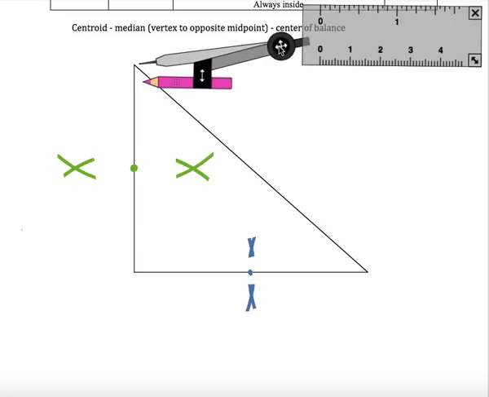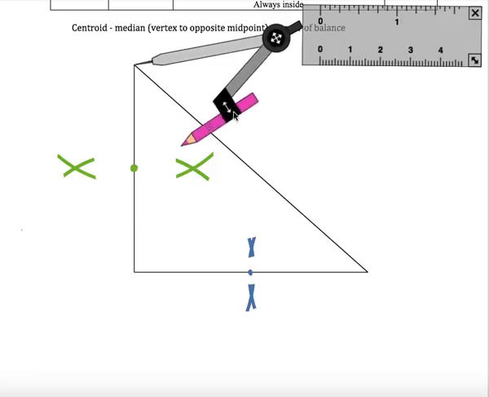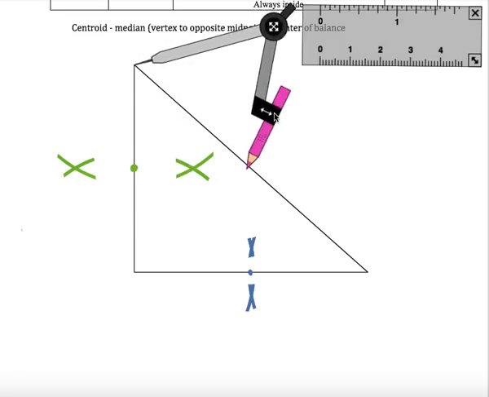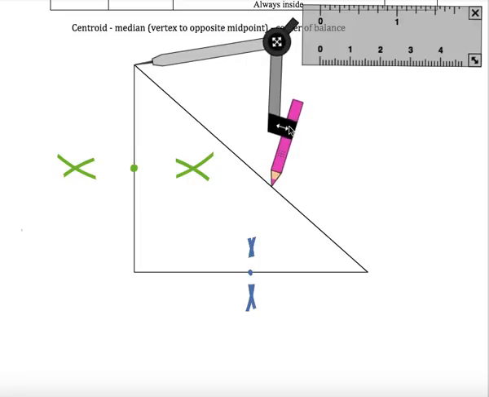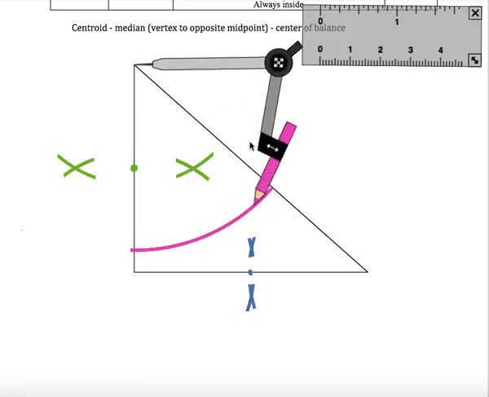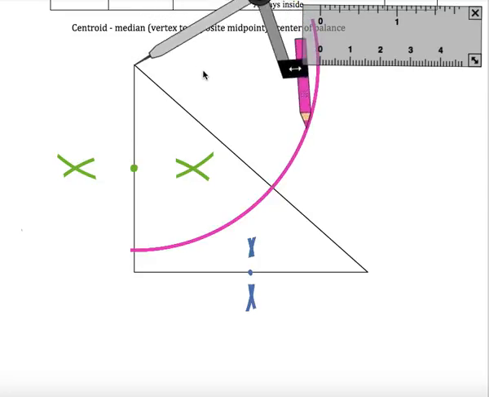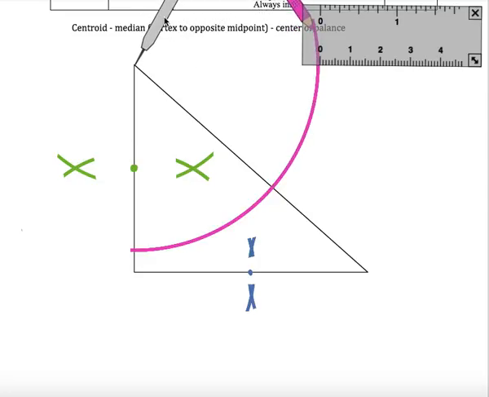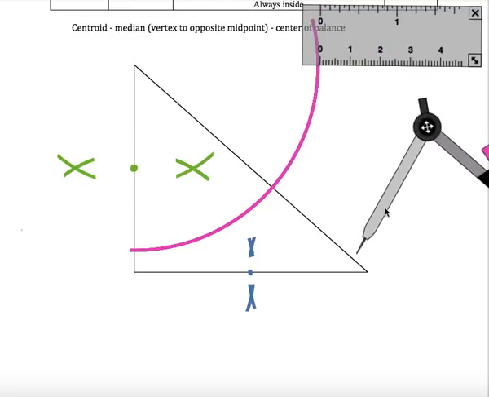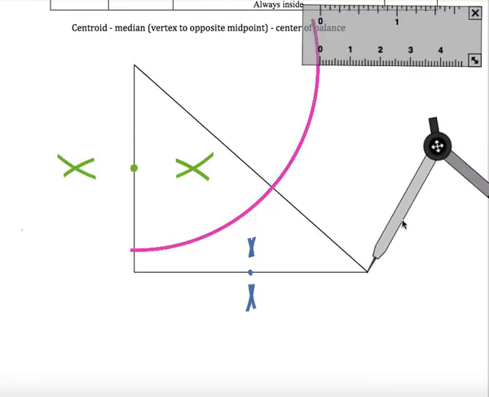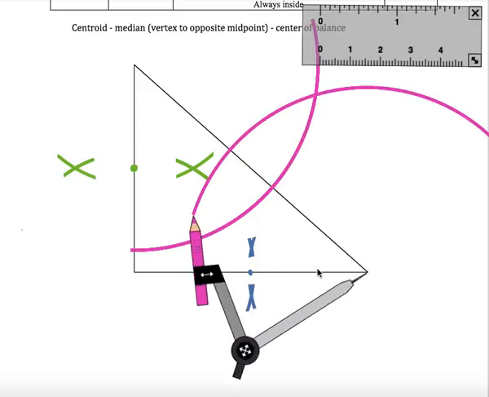So I put my compass on one of the endpoints of the segment that I'm looking at. I'm going to look at this side. This is a long side. So I'm going to make sure my compass is over halfway. Create that arc. The longer the distance, the bigger the arc's going to be. Move my compass to the other endpoint and create my arc that's going to cross it.